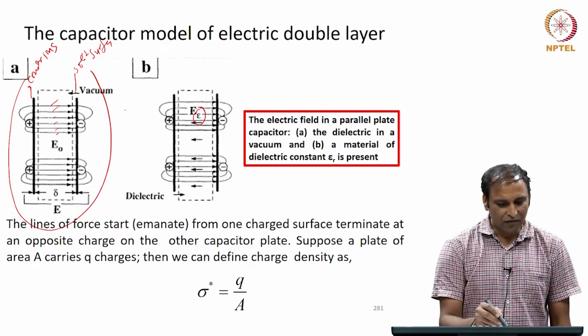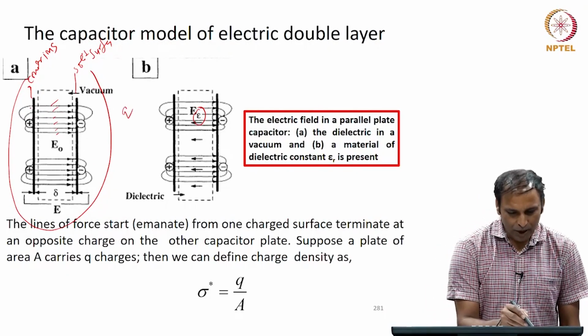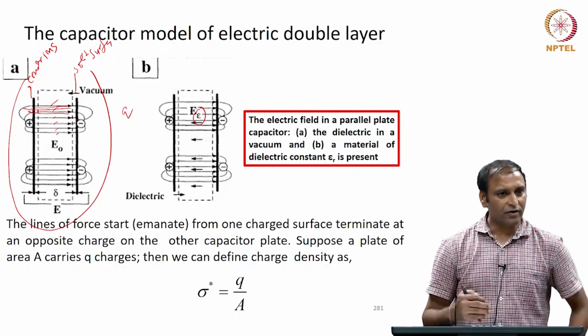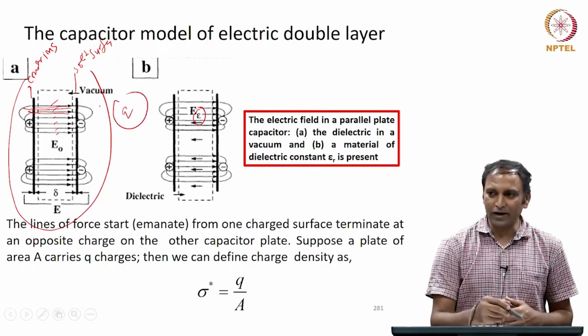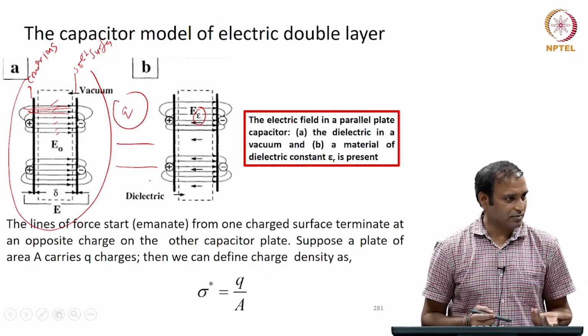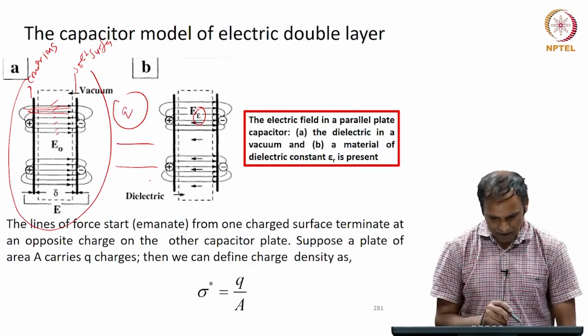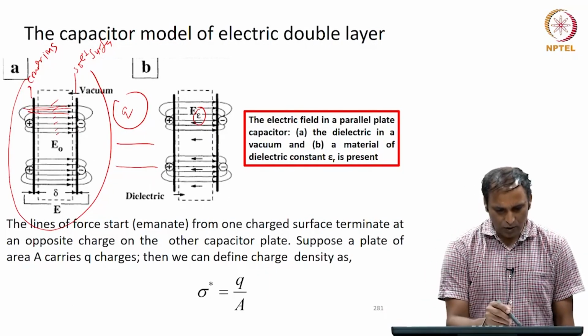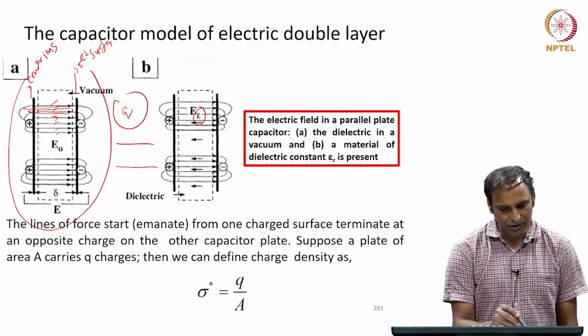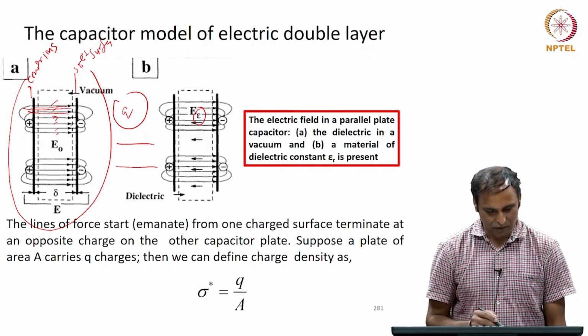If I have a very high Q, you are going to have many more, closely spaced lines. However, if the Q is not very high, you are going to have sparsely populated lines. And by convention, the lines of force start from positive and go towards negative. That is the convention that is followed.